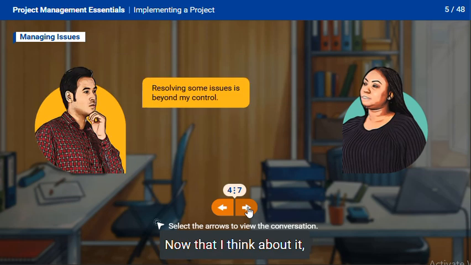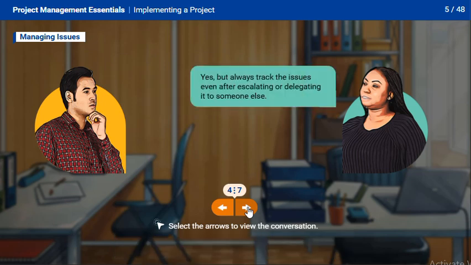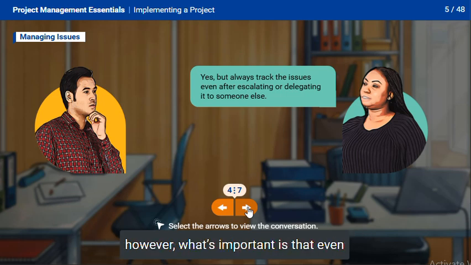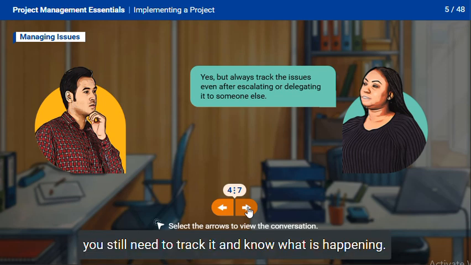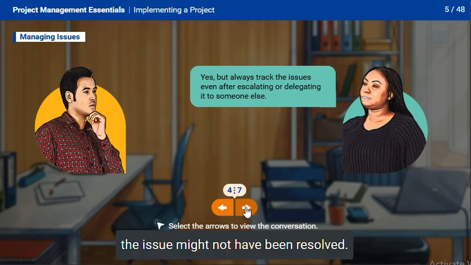Now that I think about it, some issues may be outside my control. I agree. Resolving issues may be beyond the authority of the project manager and the project team. However, what's important is that even if you escalate an issue to the next level or delegate it to someone else to resolve, you still need to track it and know what is happening. After all, despite the escalation or delegation, the issue might not have been resolved.